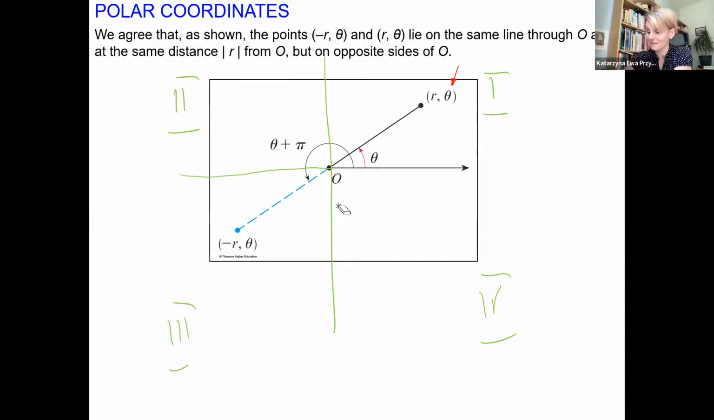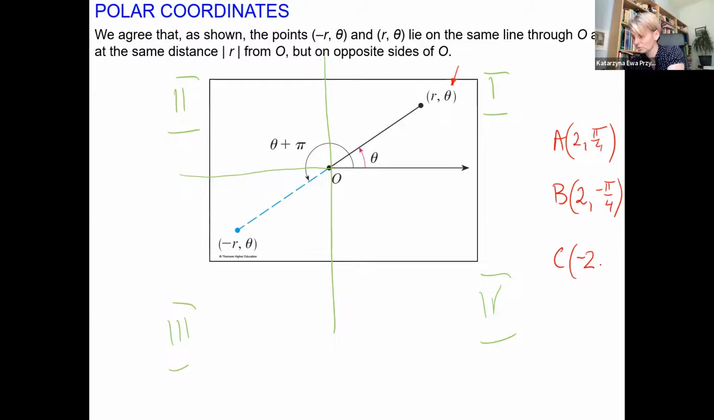And let's maybe plot a couple of points. Let's take a point just here, (2, pi over 4). Let's take a point (2, negative pi over 4). And let's take a point -2.